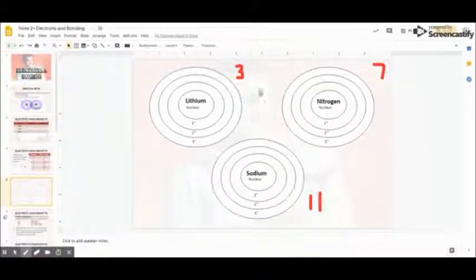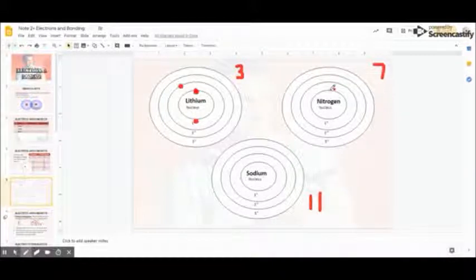In our first energy level, we can hold 2 electrons. I'm just going to use dots for my electrons. You could use an E if you want. So I can put 2. That means my third one has to go in energy level 2. So 2 in the first, 1 in the second.